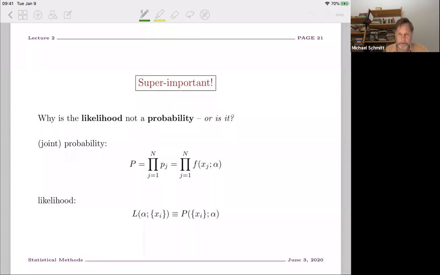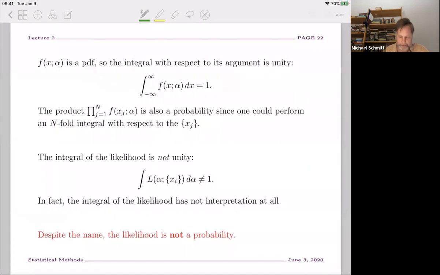Okay, now I want to make an important point that confuses a lot of people. Isn't the likelihood just a probability? Because after all, we defined it as equal to the joint probability for observing the data given a parameter alpha. So the likelihood is a function of alpha given the data, but that's literally equal to the probability of the data given the parameter alpha. So why isn't the likelihood a probability?